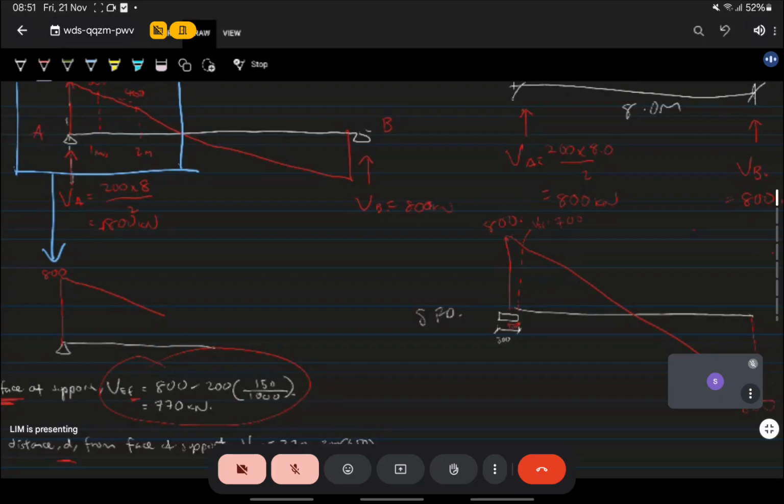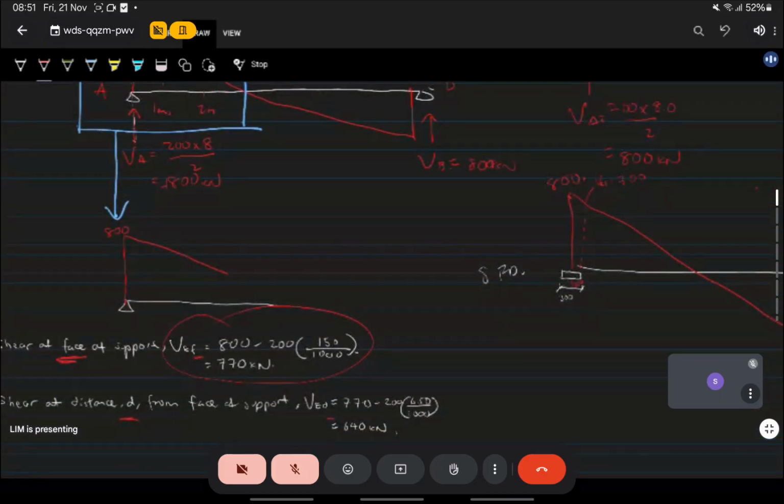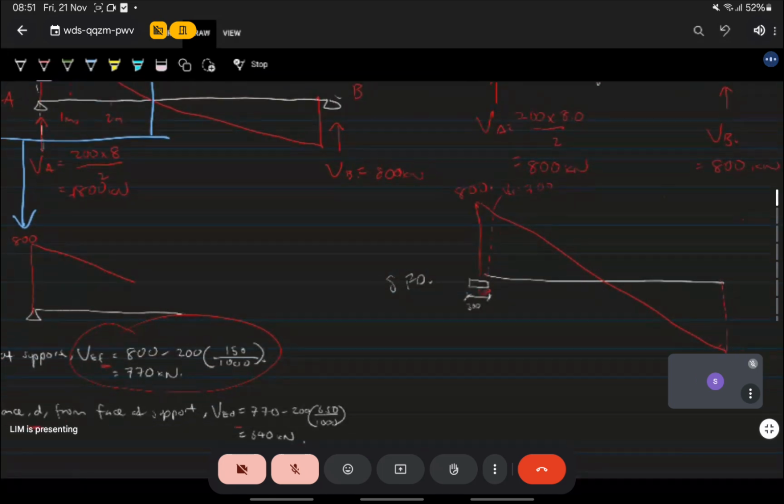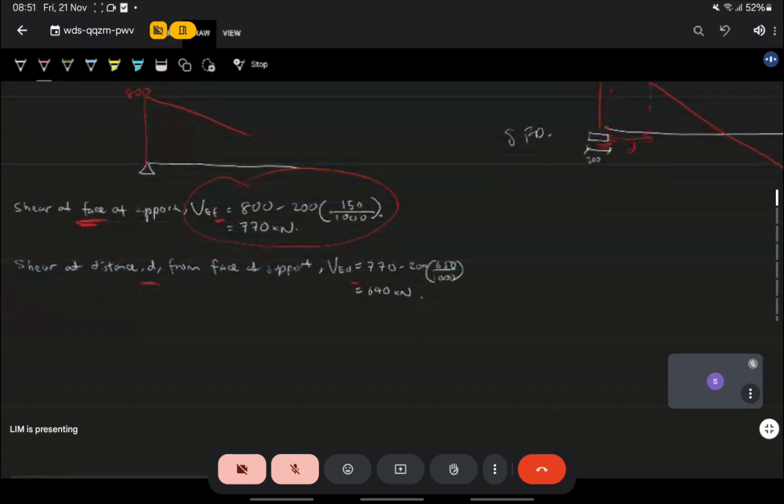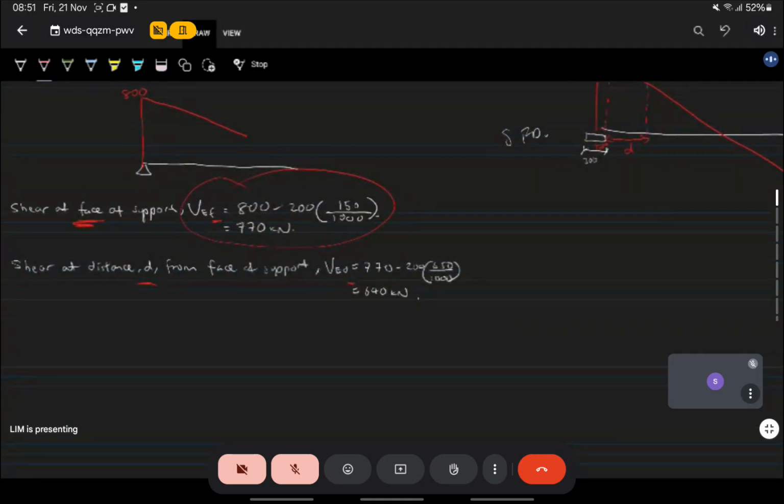Next, there is another important shear force, which is at a distance D from support, which is VED. VED we calculated is 640. So VED is at a distance D from the face of support. Now we have these two forces, we can start doing our shear check. We check whether the shear links provided are sufficient or not.